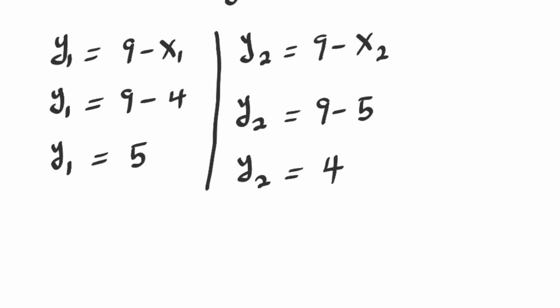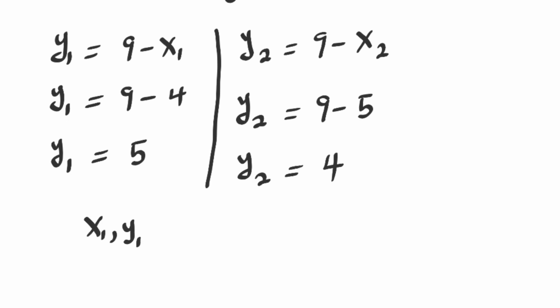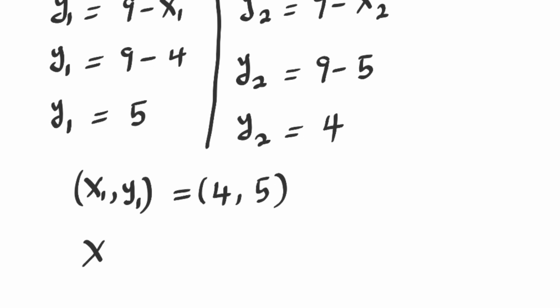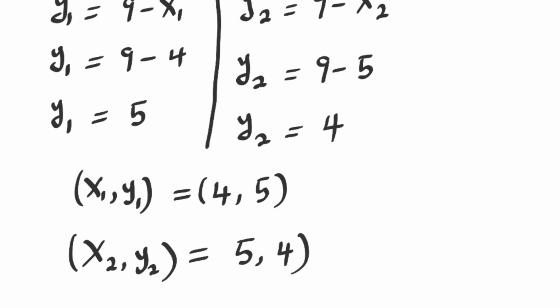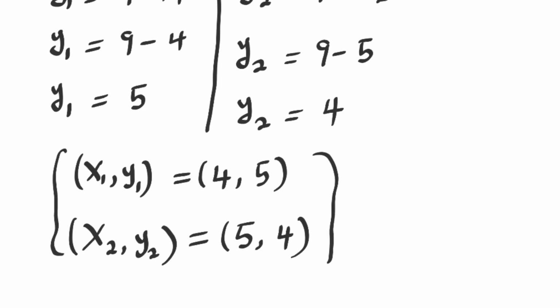Therefore, our final answers are x1, y1 is equal to 4, 5. Then x2, y2 is equal to 5, 4. These are the corresponding values of x and y. You can see that the value of x1 here is equal to the value of y2 here, and the value of y1 here is equal to the value of x2 here. We may check to confirm if this answer is right or wrong.